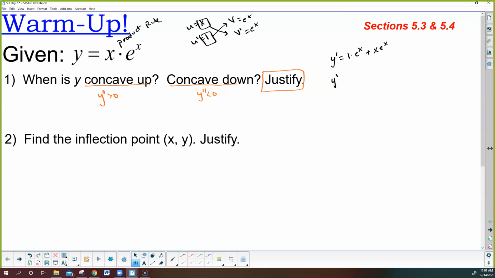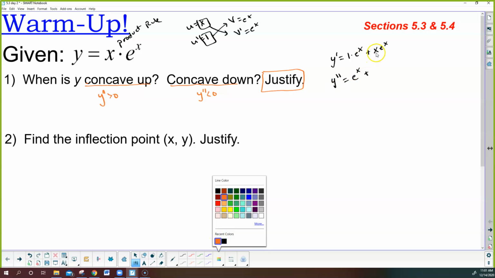So I have to take the derivative again of this function. Now notice 1 times e to the x, that's just e to the x. I really don't need that 1 here. So the derivative of e to the x is itself plus, now here's something you can notice. You're going to take the derivative of this product. So you got to do the product rule again, but wait a minute. Isn't that what we already did?